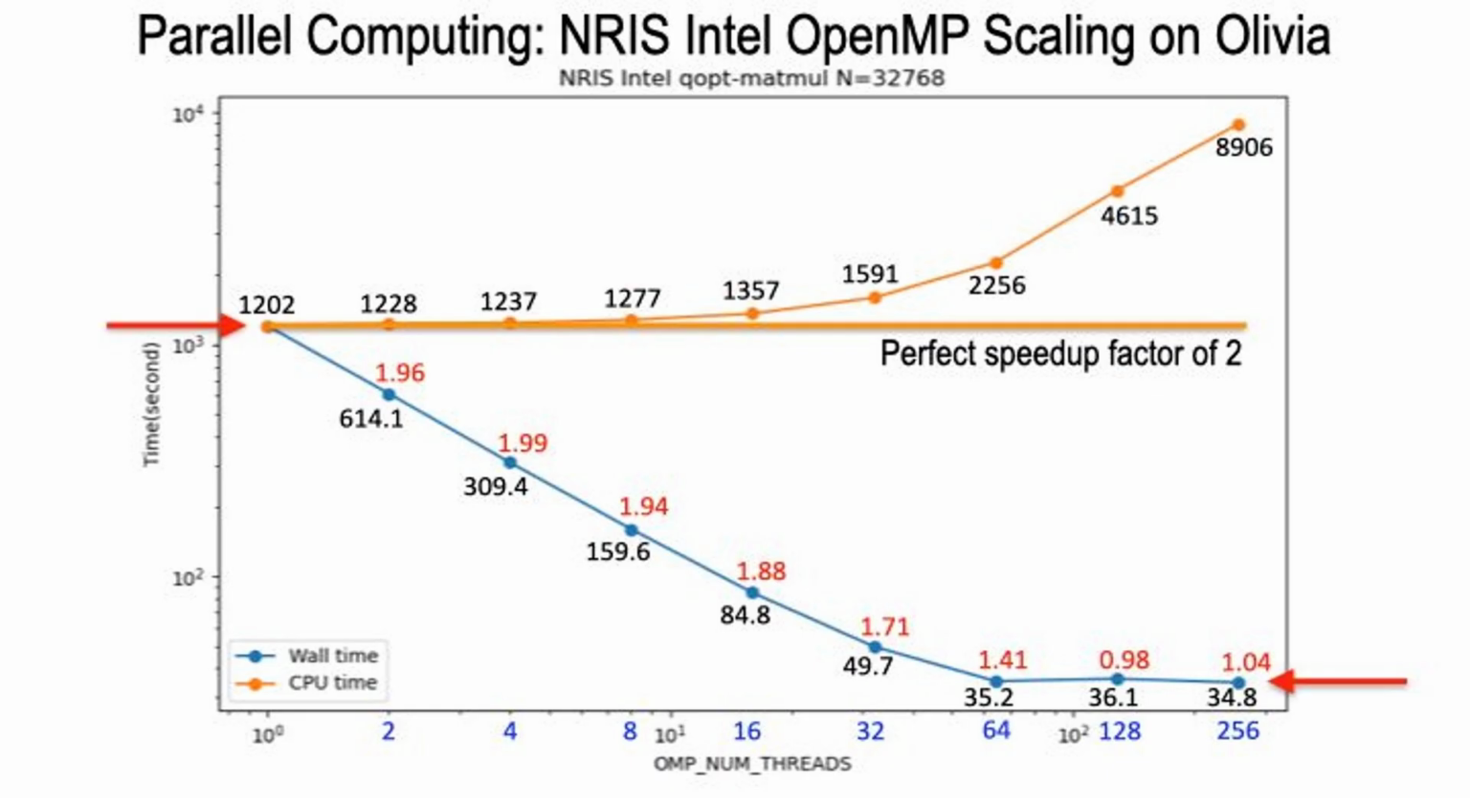The scaling analysis shows that a computation requiring 1202 seconds on a single core is reduced to 34.8 seconds on 256 cores, achieving a speedup of approximately 34.5, which falls significantly short of the perfect speedup of 256.